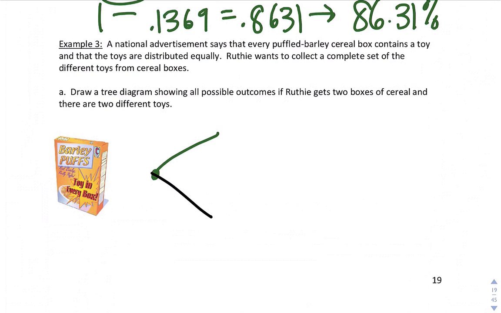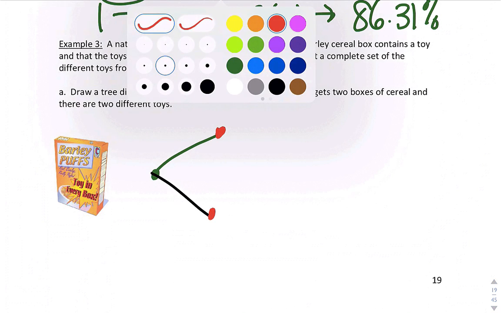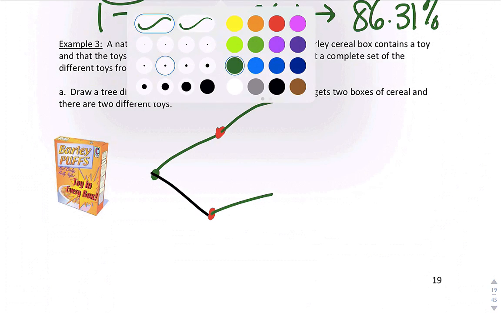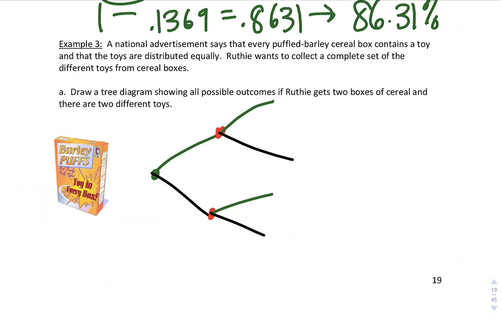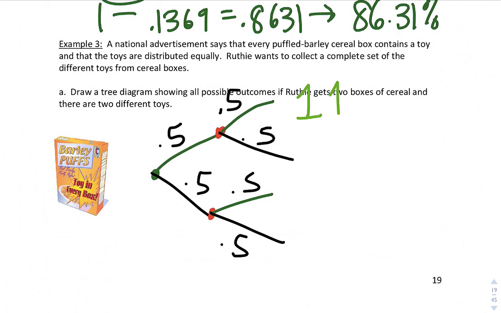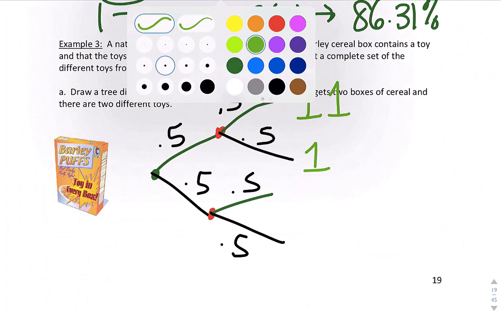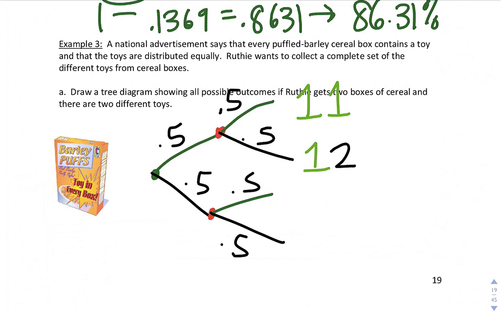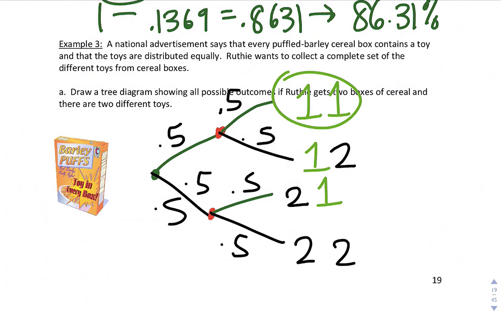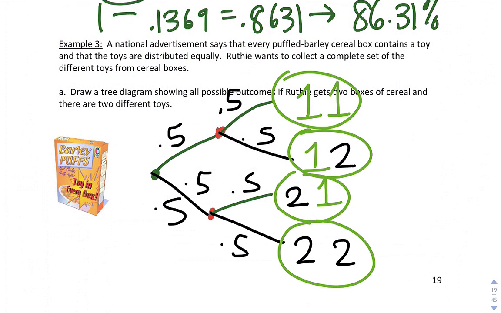And then here's our second box here. And again, she could either get toy 1 or she could get toy 2. Again, it's 50% for each of these happening. All right, so I'm going to write what happens here. So this is toy 1 and toy 1. This is toy 1, I'll call it, and toy 2. This is toy 2 and toy 1, and this is toy 2 twice. All right, so here are the different outcomes.